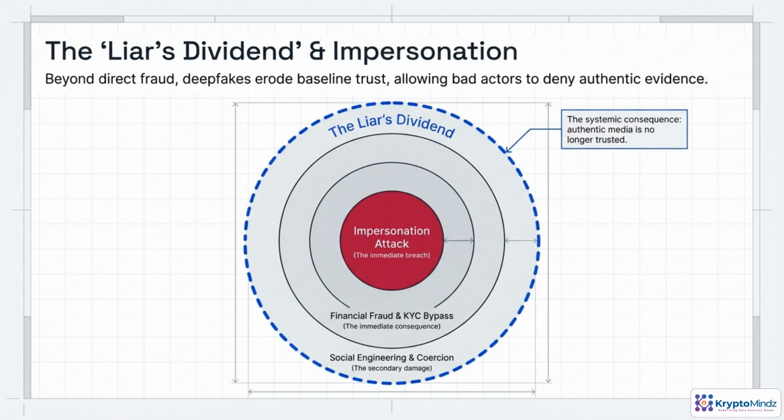Deepfakes don't just enable a single impersonation. They trigger a cascade of harms. An attacker first convinces others they are someone else, breaching an account or relationship. That opens the door to financial fraud and KYC bypass, where money moves or accounts are opened under false identities. From there, attackers can drive broader social engineering and coercion. The real danger is the liar's dividend. Once fakes are plausible, genuine audio or video can be dismissed as fake, eroding trust across the board.